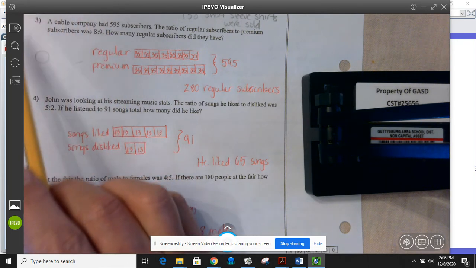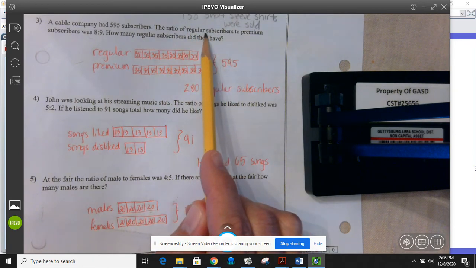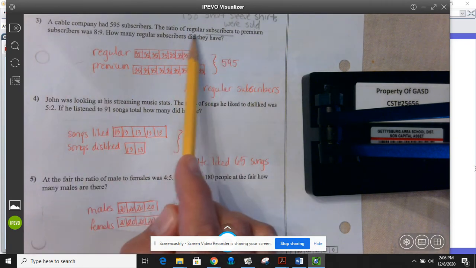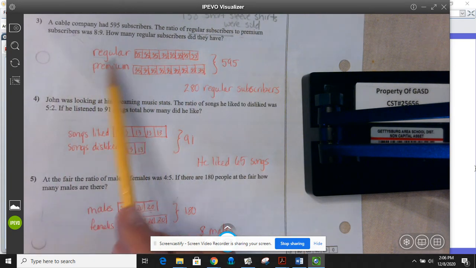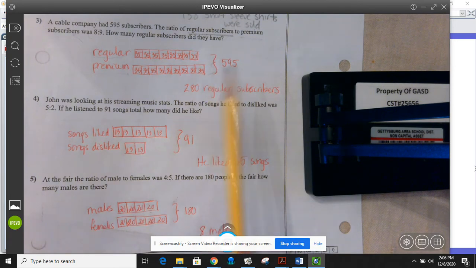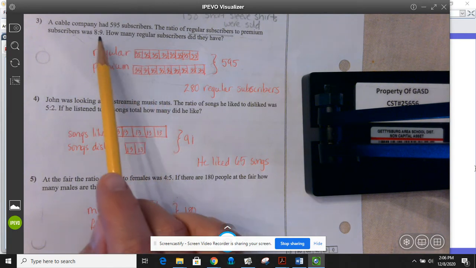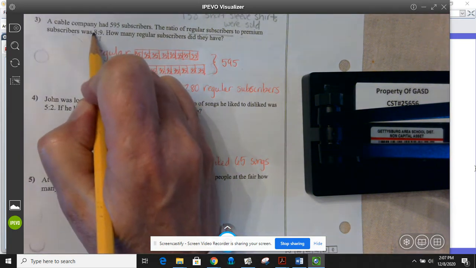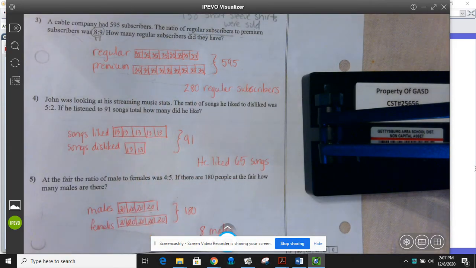They're all the same. So in number 3, you had a ratio of 8 to 9, keeping in mind that regular subscribers are first compared to premium subscribers, 8 to 9. So the regular premium, a total of $5.95. I divided the whole thing, the total number of squares, which were 17. Add these up. And I got an answer of 35 goes into each box. And then I found that in my regular, if I take 35 times 8, I get 280 regular subscribers.